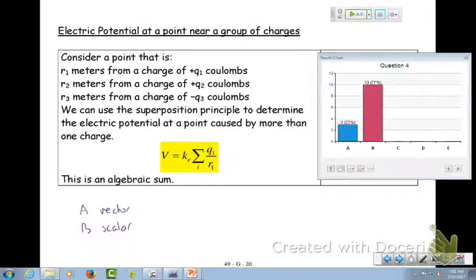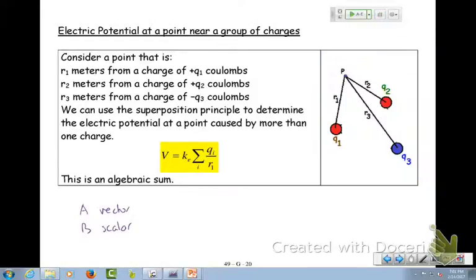Most people are saying B, it's a scalar. Some people are saying A. It actually is a scalar because energy is a scalar, and dividing a scalar by a scalar, coulomb's clearly a scalar. It's like mass. So it's going to be a scalar.